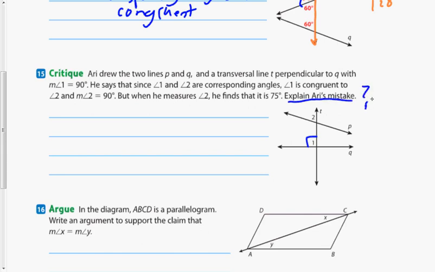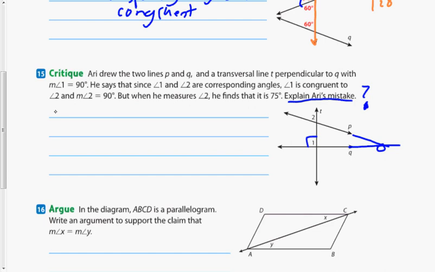Well, there's one big thing that we've been talking about with angles, when corresponding angles or alternate interior, alternate exterior are congruent. There has to be two parallel lines cut by a transversal. We don't know that P and Q are parallel. It doesn't say that anywhere. It doesn't look like they're parallel. In fact, it looks like they're going to cross right there.